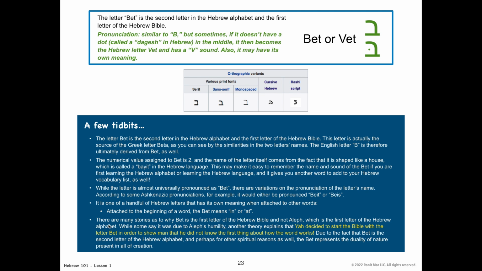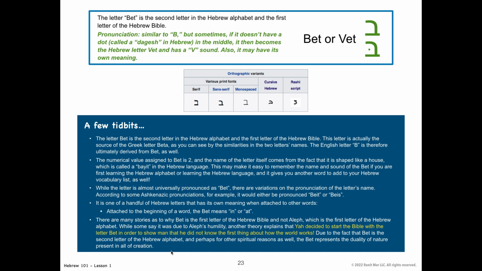Okay? There are many stories as to why Bet is the first letter of the Hebrew Bible and not Aleph, which is the first letter of the Hebrew alphabet. While some say that it was due to Aleph humility, another theory explains that Yah decided to start the Bible with the letter Bet in order to show man that he did not know the first thing about how the world works.